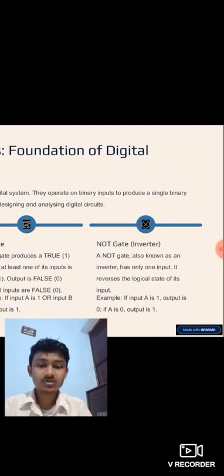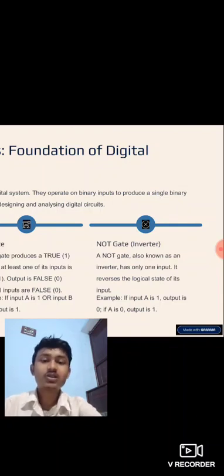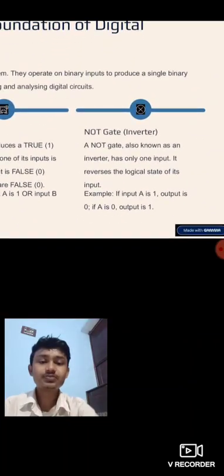Next, NOT gate. NOT gate means inverter. A NOT gate, also known as inverter, has only one input. It reverses the logic state of its input. Example: if A is 1, output is 0. If A is 0, then output is 1.